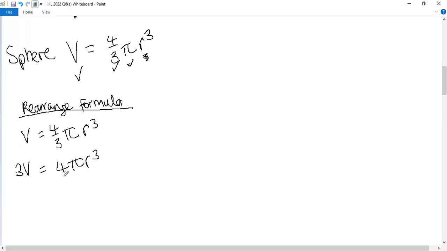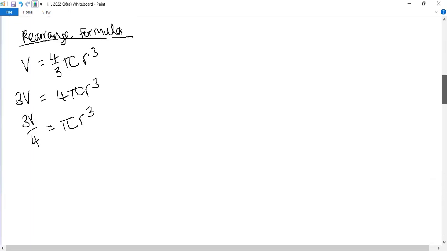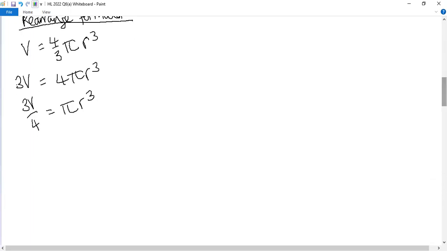I'm going to pick on that 4 now next. I'm going to move it over. It's a multiplier here, which means it'll be a divider over there. So I have 3v divided by 4 is equal to pi r cubed. I think I said squared before, but I meant cubed, okay? I'm starting to slant a little bit. I'm going to pick on pi next. Now you could do this in chunks if you felt comfortable doing it, okay? So pi is a multiplier there, it'll be a divider over here, so it's going to become 3v divided by 4 pi equals r cubed. And we're nearly there.